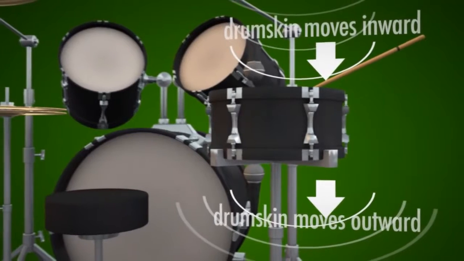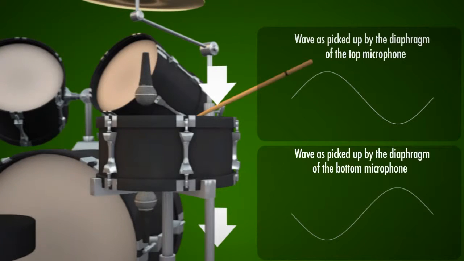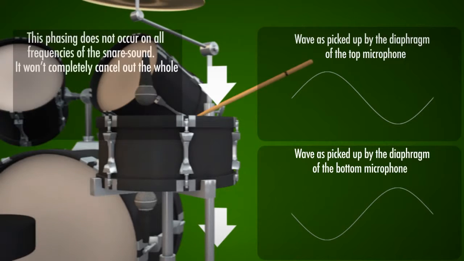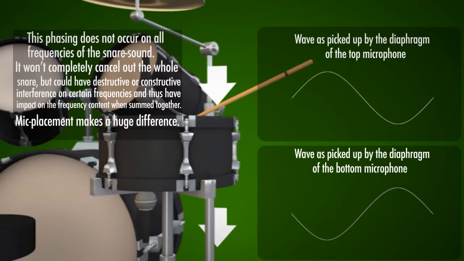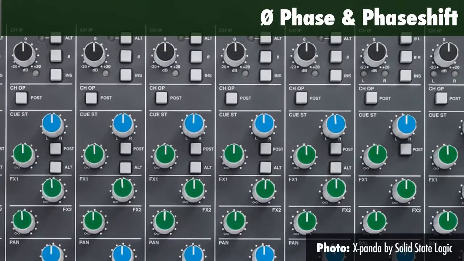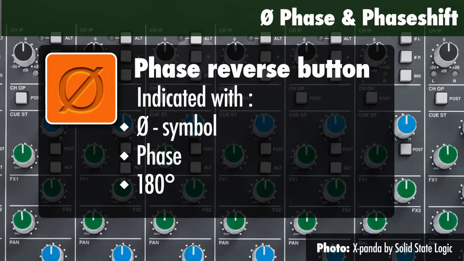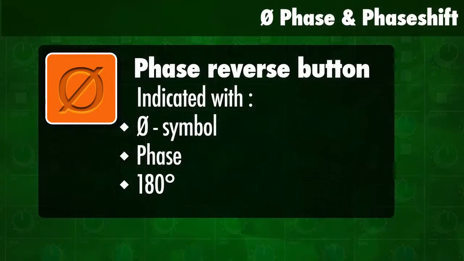Looking at the waveform, as seen from the diaphragm of each microphone, this is exactly the opposite for the upper part of the snare drum as for the lower part of the snare drum. This phasing will not occur on all frequencies of the snare, but we will definitely notice that there are some frequencies missing or even amplified. For that, we've got a 180-degree phase offset switch on a console or on a microphone preamp. And this allows us to offset the phase by 180 degrees and just invert the signal.